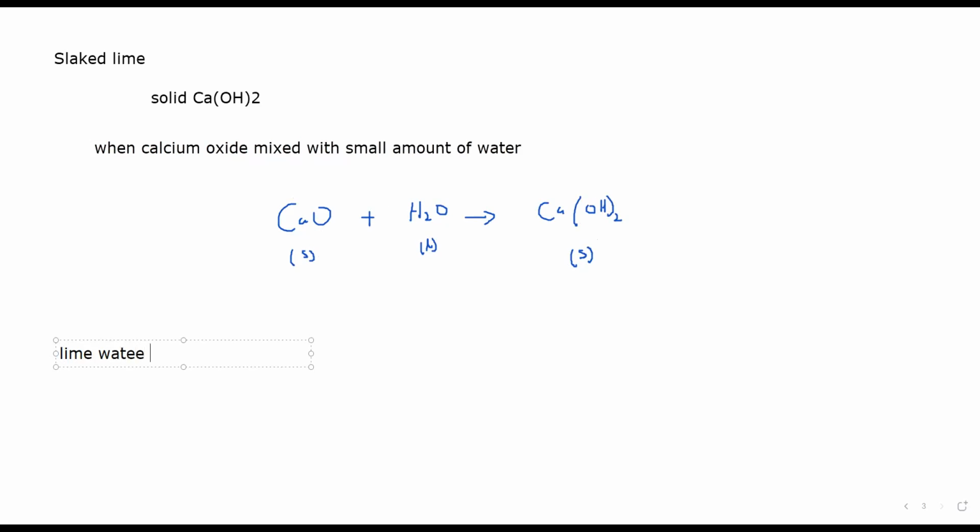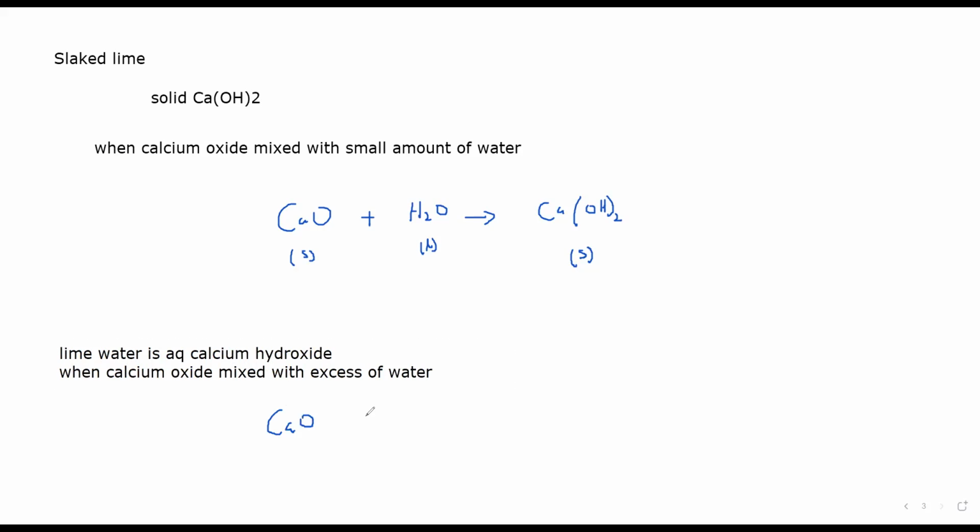The lime water is aqueous calcium hydroxide. The aqueous calcium hydroxide is known as lime water, and how is it formed? When calcium oxide is mixed with an excess of water. Like if we use too much water, then what is the result?